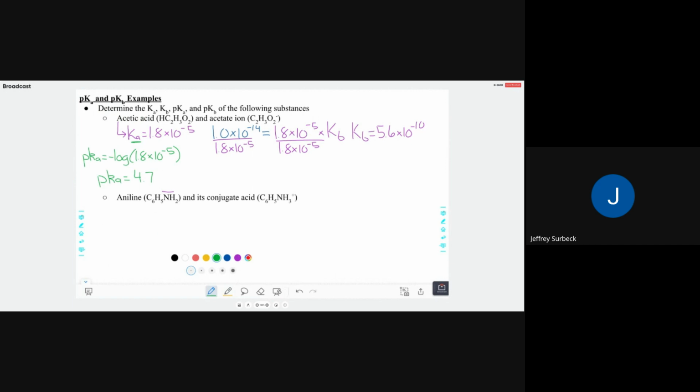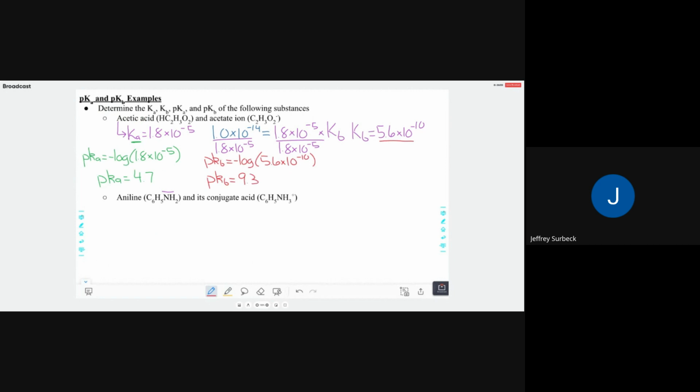But now let's talk about our pKb. The formula here is negative log of our Kb value, which is 5.6 times 10 to the negative 10th. I plug that into my calculator, negative log of 5.6 times 10 to the negative 10th. And this one rounds up. Our pKb is equal to 9.3.